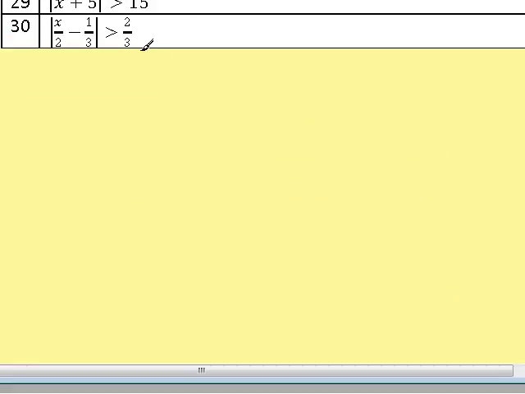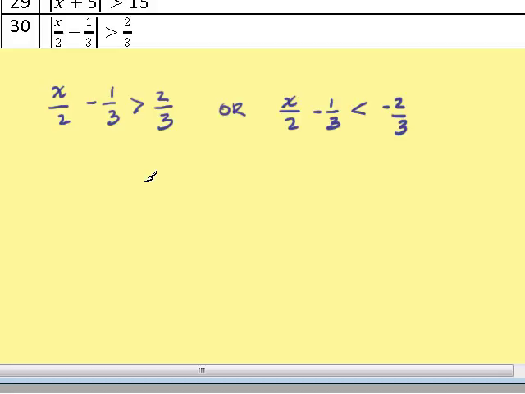Number 30 is of the same form as the previous example. We have absolute value greater than the number. Greater than opens as an OR. So we're going to do x over 2 minus 1/3 greater than 2/3, or x over 2 minus 1/3 less than minus 2/3. All right, let's multiply by 6 here to get rid of those fractions.